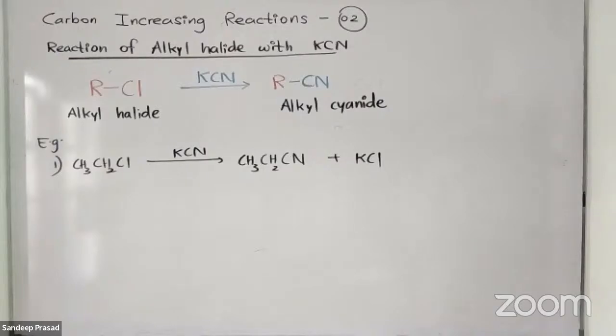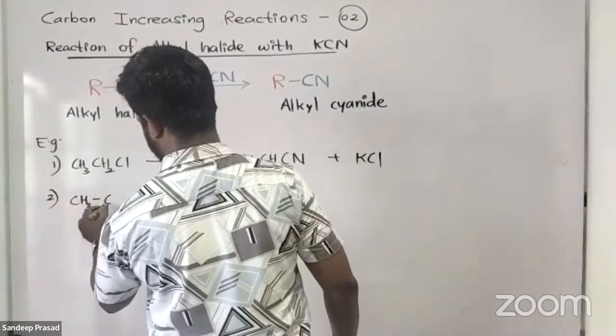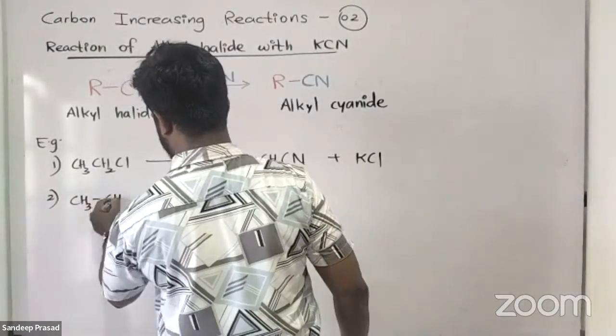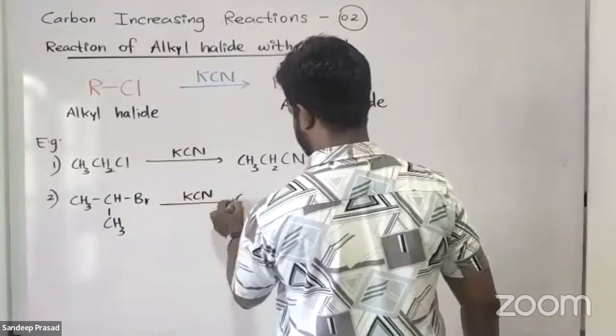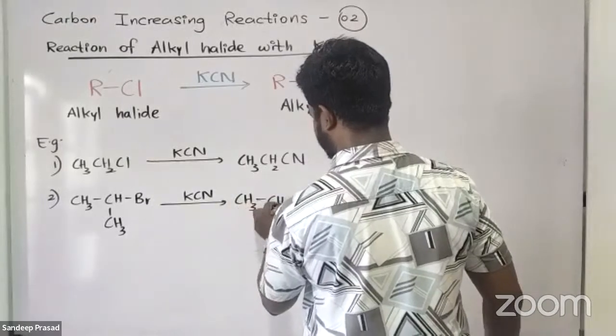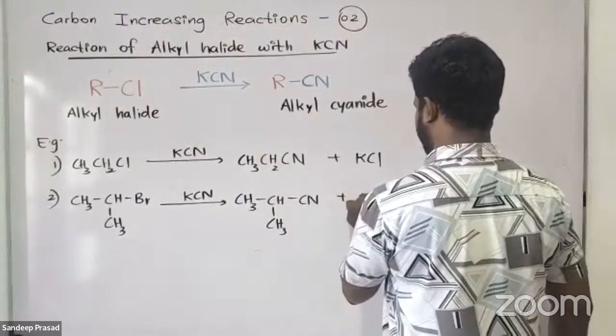Got it? Second one, CH3CHBrCH3, and we are adding KCN. What will happen? Instead of bromine, the cyanide group will add there. And KBr is the byproduct, right?